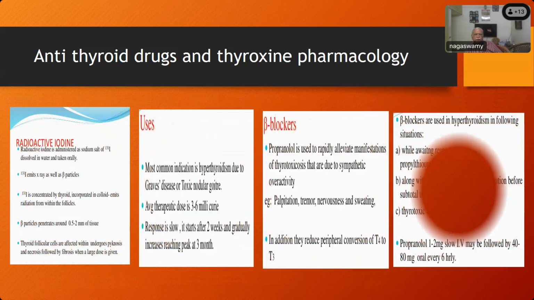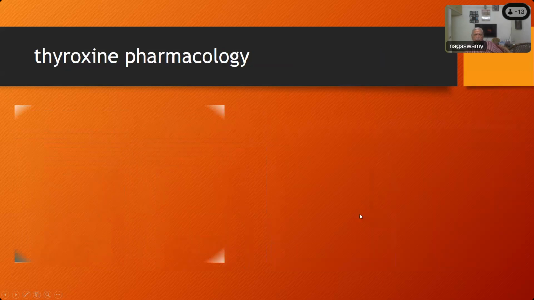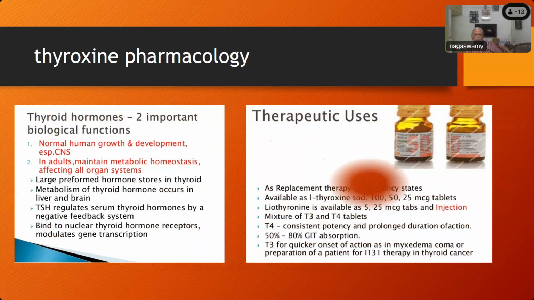Radioactive iodine is used for destroying the gland in resistant hyperthyroid patients. Beta blockers also control the cardiovascular effects, nervousness, tremor, as well as peripheral conversion of T4 to T3. Two important biological functions of thyroid hormones: they are needed for human growth and development, especially the CNS. In adults, they maintain metabolic homeostasis and affect all organ systems.